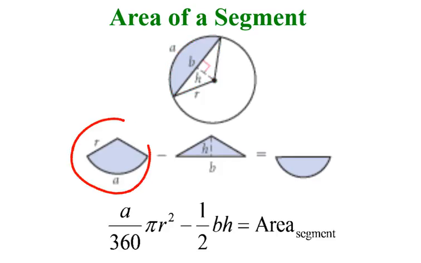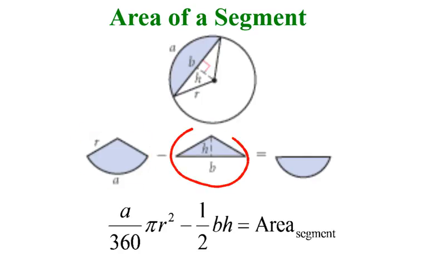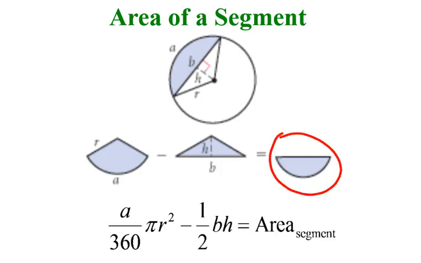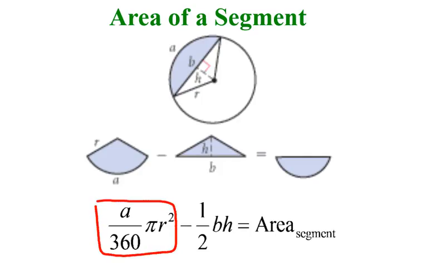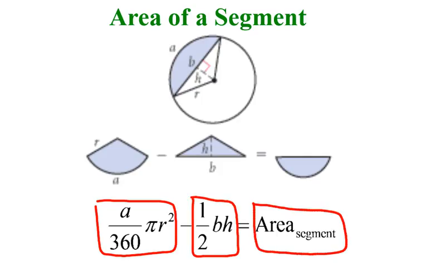The area of the sector minus the area of that triangle will leave us with the area of the segment. So when we piece together those different formulas, we have the area of the sector minus the area of a triangle, and that obviously will equal the area of the segment.